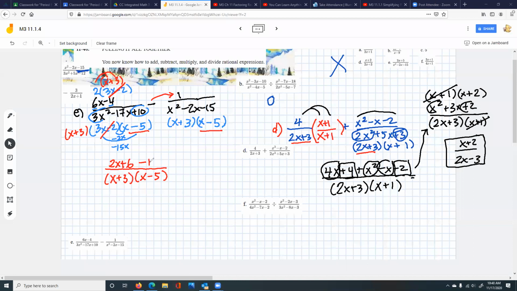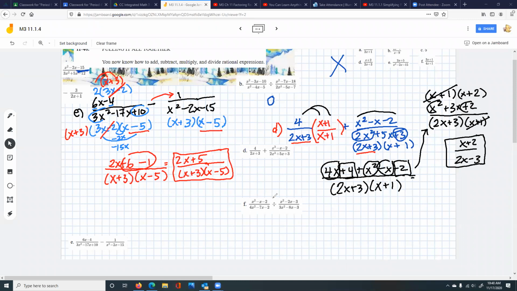Okay, and so I need to combine these two to be 2x plus 5 over x plus 3 times x minus 5. You cannot cancel these 5s, right? Because they're connected by a plus to this 2x and a minus to this 1x. So I see the answer is correct over there. That's reassuring me. Okay, that's E.